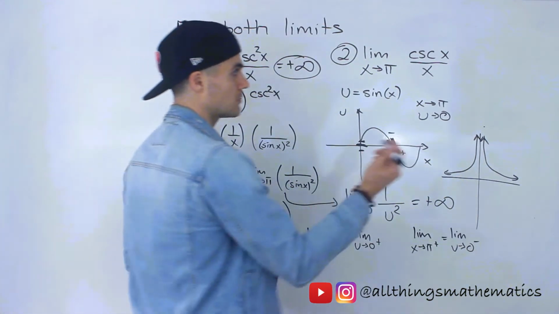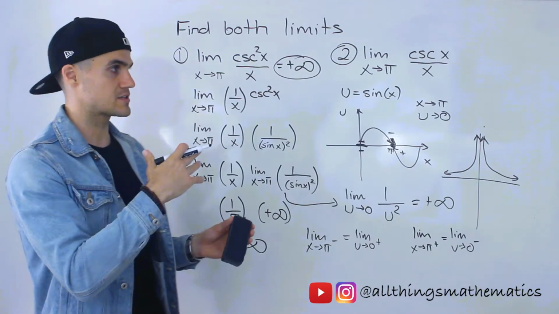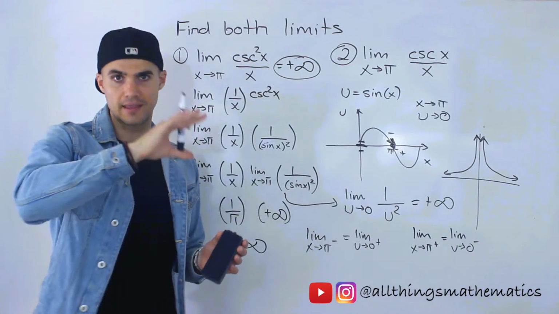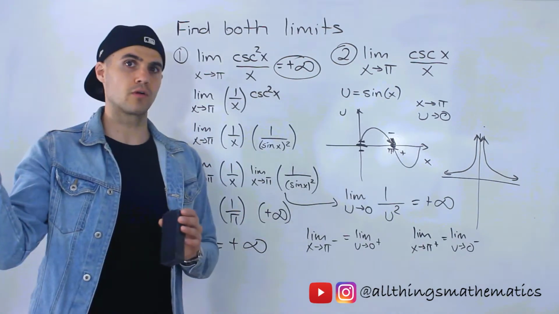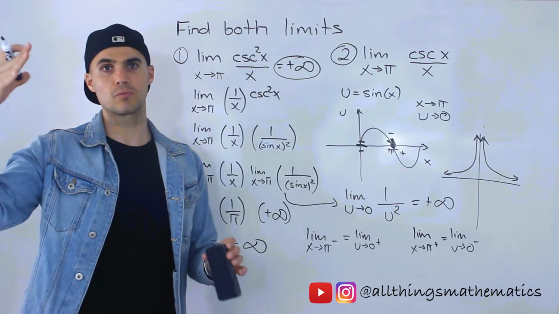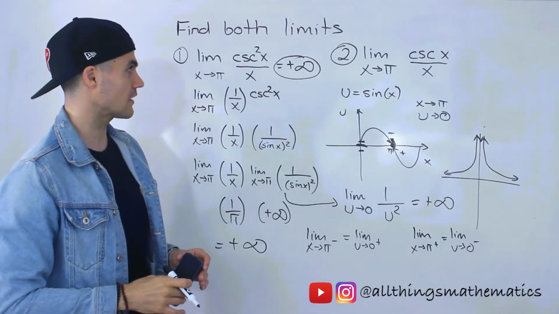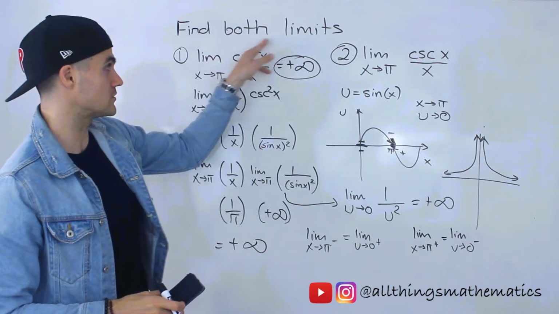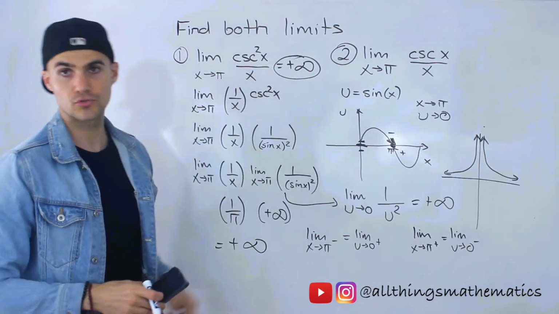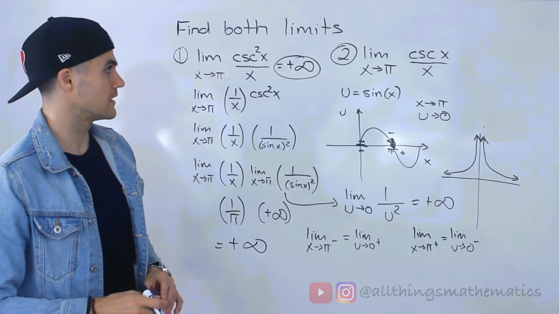So you could approach 3.14 from the left side, like 3.13, and then get even closer to 3.14. And then we approach 3.14 from the right side. So you could pick like 3.15 and then get closer and closer. And then you'll see that in both of those tables, the y values of this function are going to go towards positive infinity. So either way works.